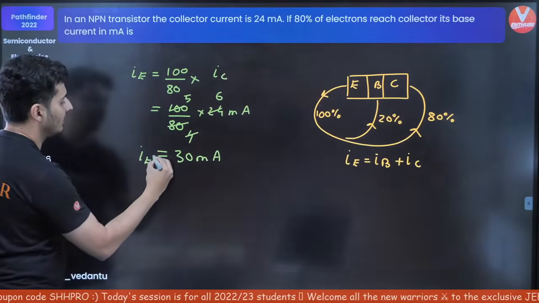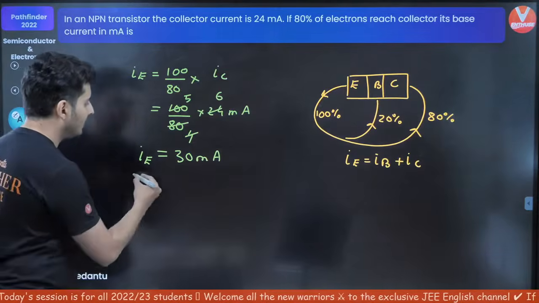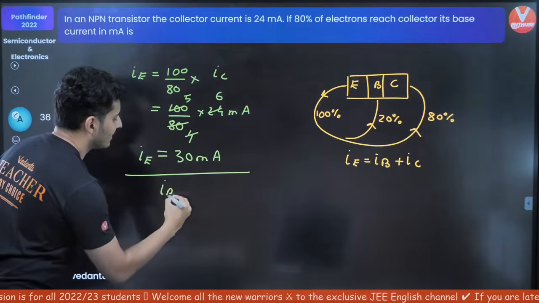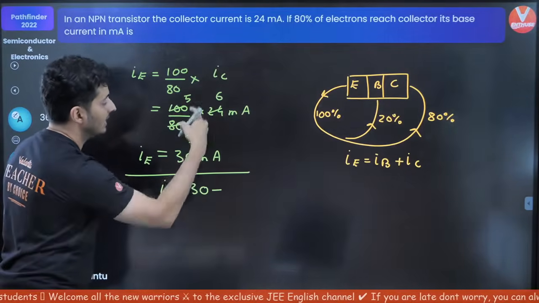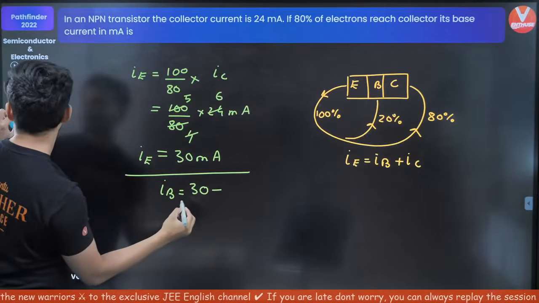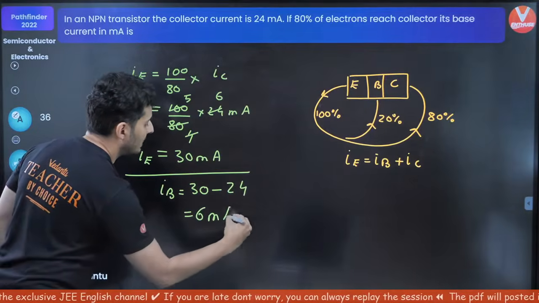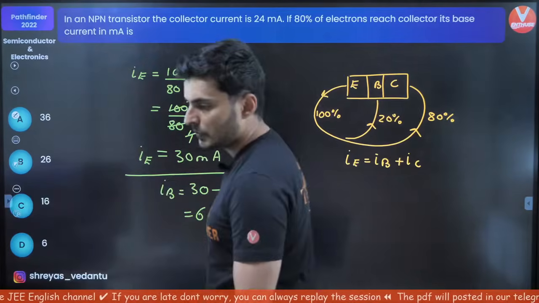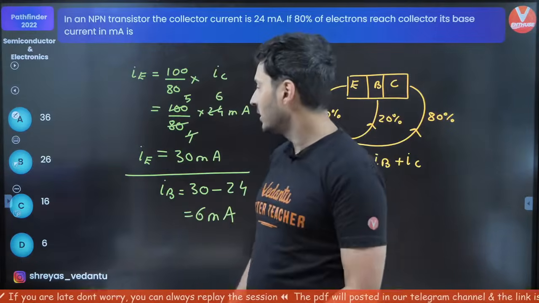That's your emitter current. But I don't want emitter, I want the base current. How do I find the base current from this? The base current will be emitter current, which is 30, minus the collector current, which is 24. So this will be nothing but 6 milliamperes. Correct? Right over here, you can see that.